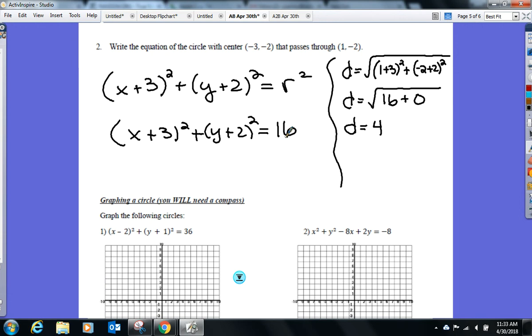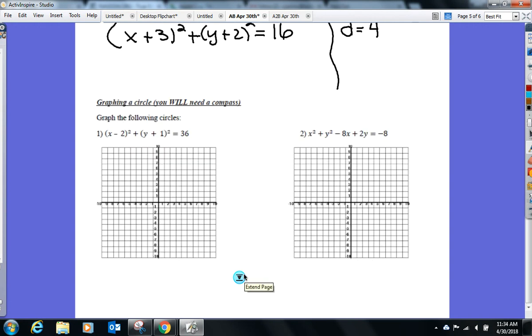Justin, I heard you say it. I wanted to show it this way anyway, but if you notice, the two points have the same y coordinates, -2 and -2. So you could have just counted the distance from -3 to 1. It would have been 4. But that's not going to happen all the time, so I wanted to at least show you using the distance formula. All right, ready to graph a circle? Use your compass. If you don't have one, just freehand it.